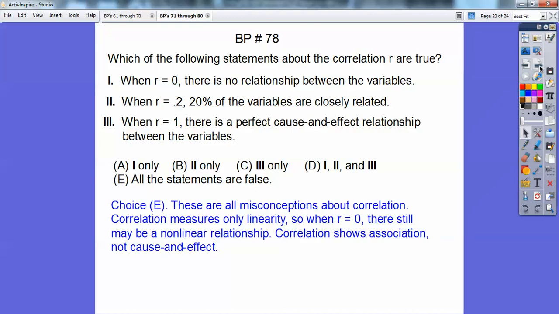These are all misconceptions about correlation. Correlation measures only linearity, whether it's a linear relationship or not. So even when r equals 0, there still can be a non-linear relationship happening, so that doesn't make it true. And correlation shows association, not cause and effect. So none of them are true. All of them can be false.